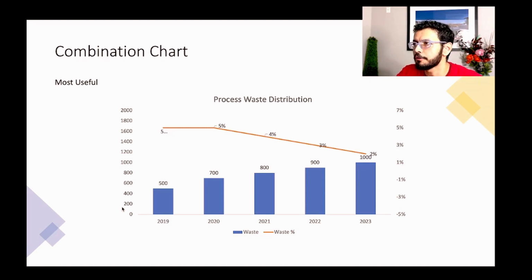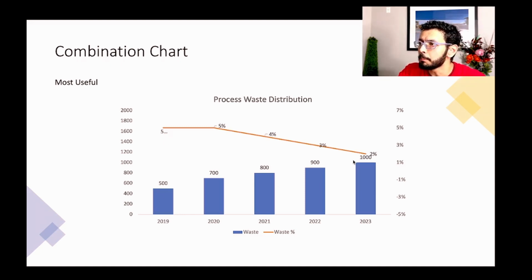Let's say you have a manufacturing plant, and these are metric tons of waste that you are generating. And on the y-axis on the right-hand side, you have the percentage distribution for the same waste that is being generated as part of the process. So for instance, for 2019, you have 500 metric tons of waste that was generated, and that's about, let's say, 5% of the overall product that you generated.